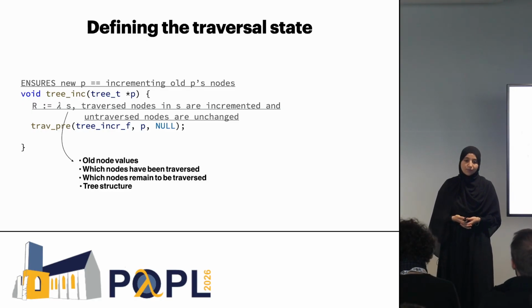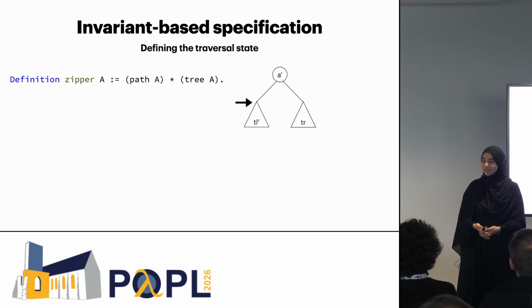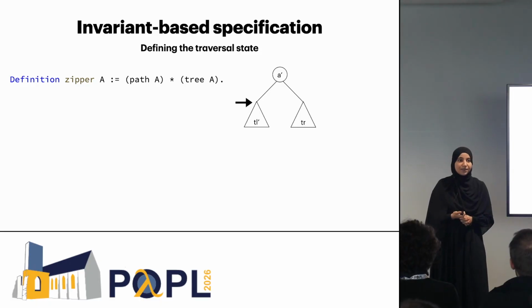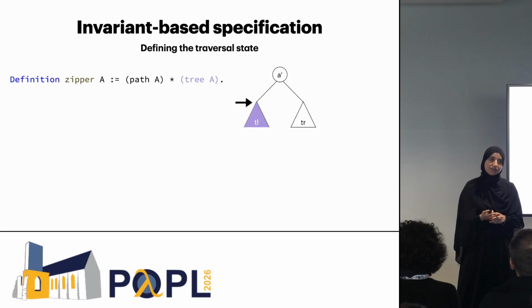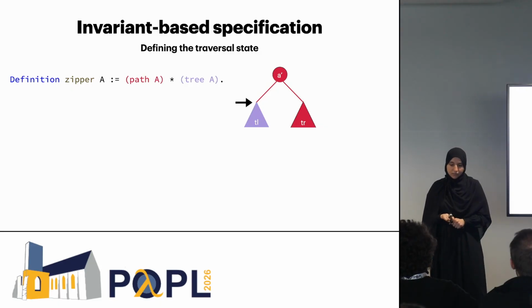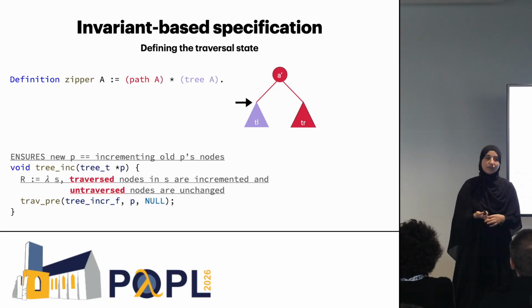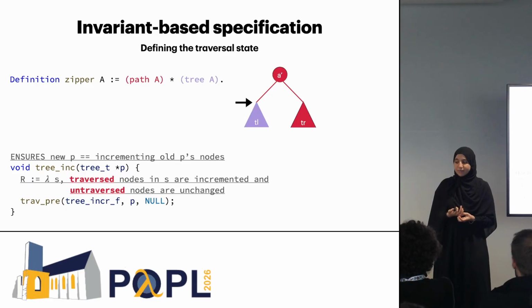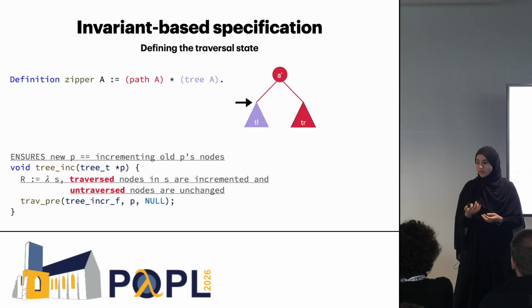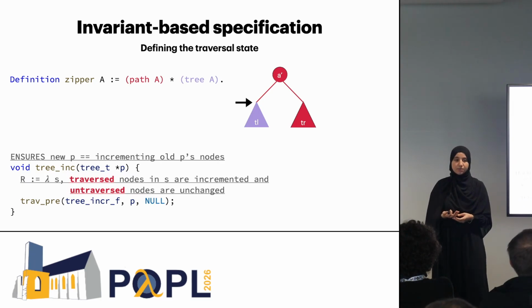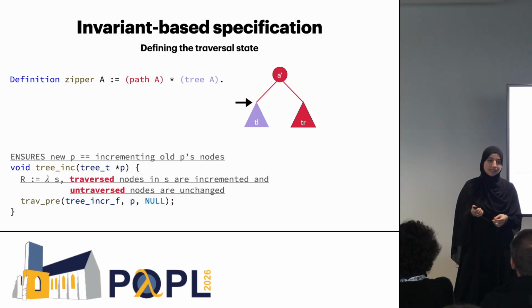So to meet the above requirements, we define the traversal state in terms of the zipper data structure. A zipper is composed of a tree, which in our case represents the tree that is currently under focus in the traversal, and a path to represent everything else. So recall that the invariant that I've just shown needs to talk about the nodes that have been traversed and the nodes that remain to be traversed. And from this zipper-based representation, we know, for example, that A prime has been traversed because the focus is currently on TL, and this is a pre-order traversal. We also know that TR has not been traversed because this is a pre-order traversal. However, there is no way to tell whether TL itself, which is under focus, has been traversed or not.